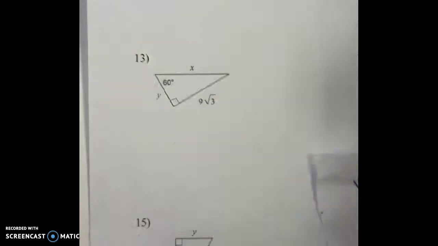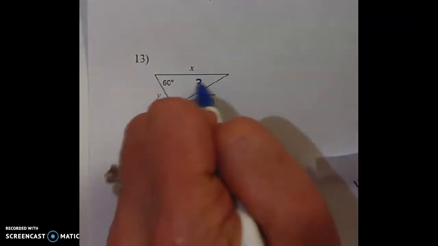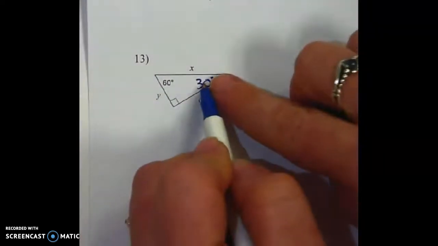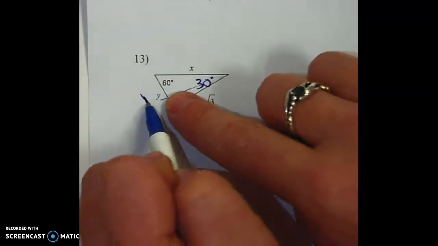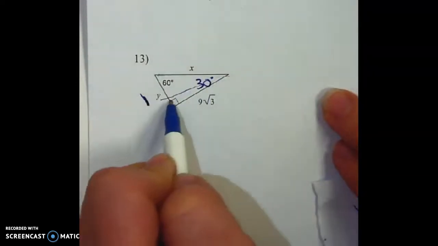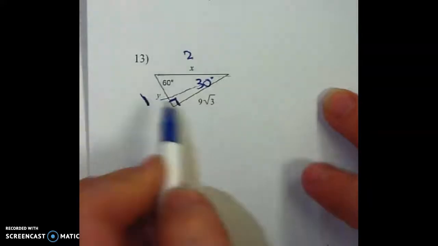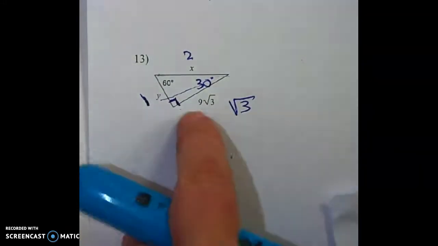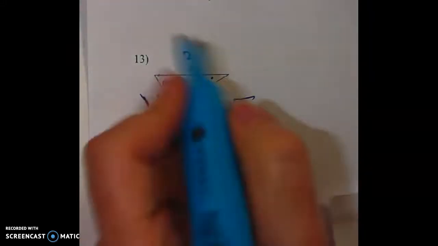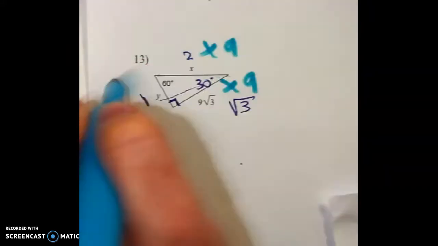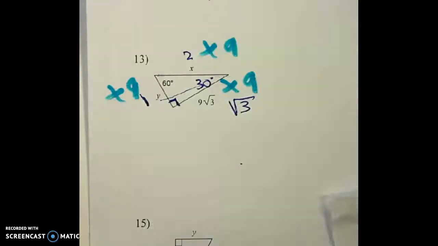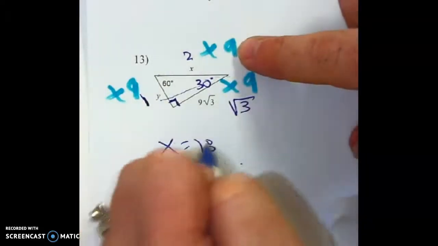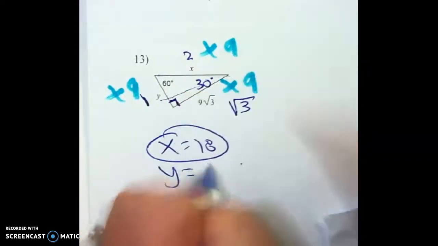Let's go to the next one. The shape is turned around, but it's okay. What's across from the 30? 1. What's the long side? Long side is the one that doesn't touch that. 2. That means this is rad 3. Now I do the ratio. This times what gives you that? Well, there's a 9 there. So that means it's times 9. Times 9 times 9. 2 times 9 is 18. 1 times 9 is 9. Let's go to the next one.